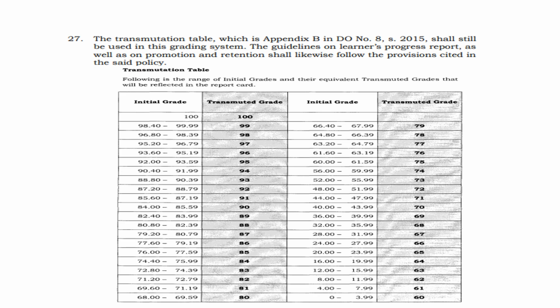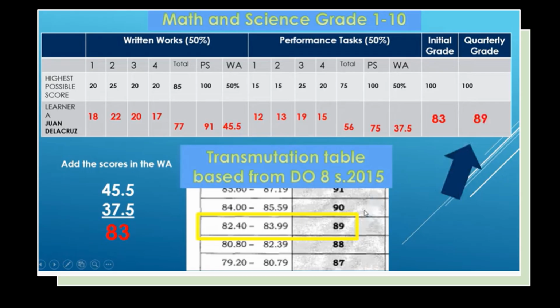For our example, for Juan de la Cruz, we know that the initial grade is 83. So we find that range and we come up with a transmuted grade of 89. Using the transmutation table based on DepEd Order number 8 series of 2015, the initial grade of Juan de la Cruz, which is 83, will be transmuted into 89. 89 now is the quarterly grade of Juan de la Cruz.